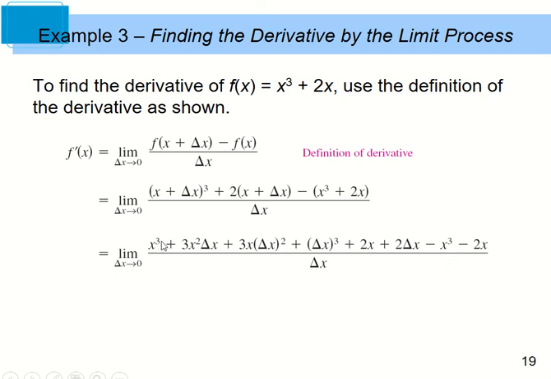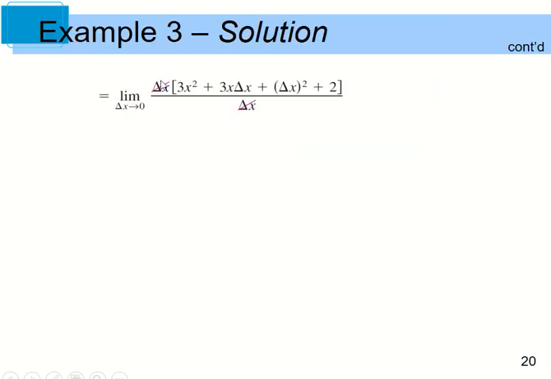Then we simplify the x to the power 3 and the 2x here, so we have this one, and we factorize the delta x. So we factorize the delta x, and simplify with the denominator. Finally, substitute 0 into the delta x. So these two terms become 0. All right, so we have 3x squared plus 2.